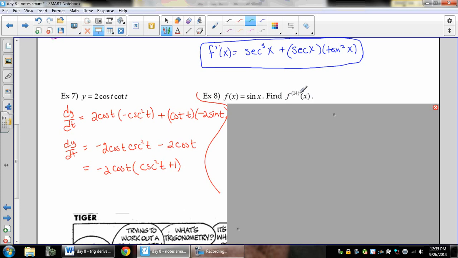Now, last but not least, what's this f^(14) mean? Well, that means take the 14th derivative. When you see something that looks like an exponent with parentheses, it's telling you to take that many derivatives.